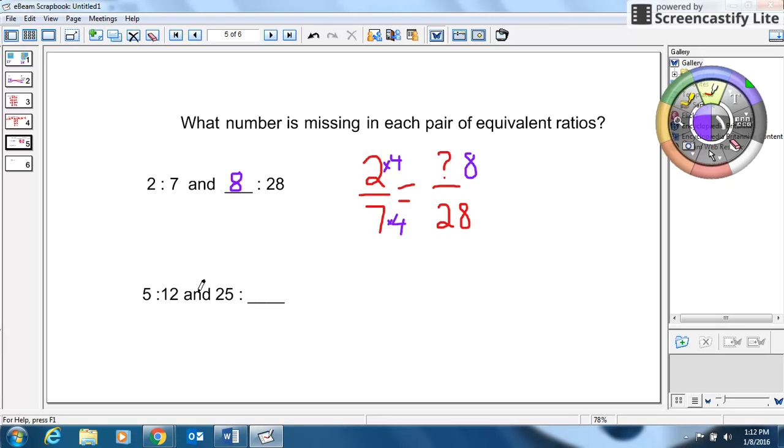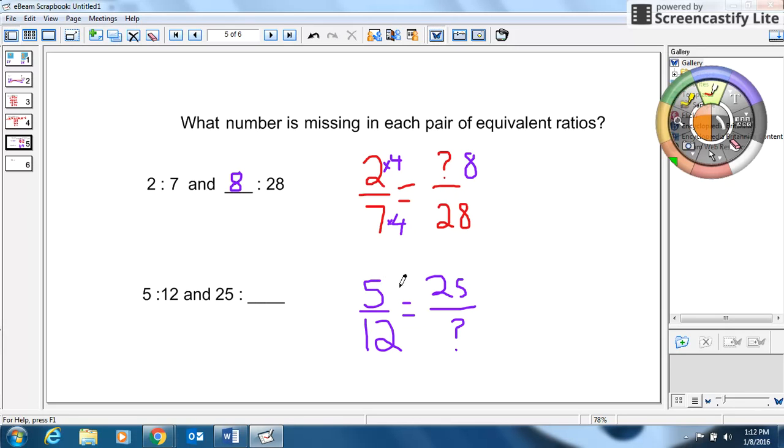All right, so 5 to 12 is equal to 25 to something. What I'm going to do is rewrite this as a fraction. So the first number becomes my numerator. The second number in the ratio becomes my denominator. 5 to 12 is equal to, first number I know, my numerator up here is 25. And what I'm trying to figure out is, what's my denominator? I do not know.